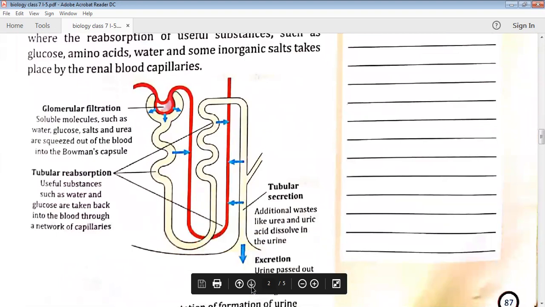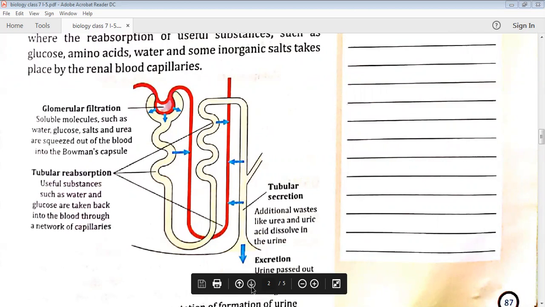This is basically what is happening inside the kidney. Glomerular filtration occurs in the glomerulus, which receives impure blood through different branches of the renal artery. The blood entering the glomerulus mainly contains waste products: water, dissolved salt, urea, uric acid, and glucose.